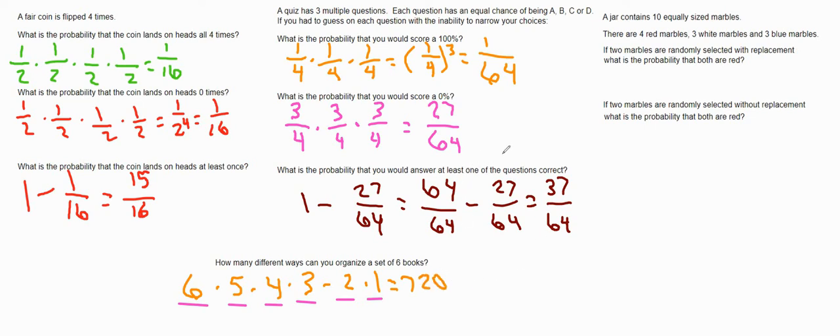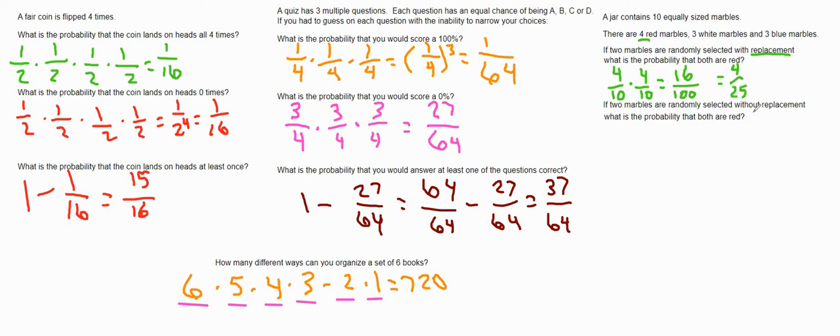And for the last question in the top right, a jar contains 10 equally sized marbles. There are 4 red marbles, 3 white marbles, and 3 blue marbles. If 2 marbles are randomly selected with replacement, and that means we put the marble back in there, what is the probability that both are red? So there are 4 red marbles, so 4 out of 10 chance that the first one is red. We put that marble back in, and there's still a 4 out of 10 chance that the next marble is red. So that would be 16 out of 100. And if required, that would simplify down to 4/25.